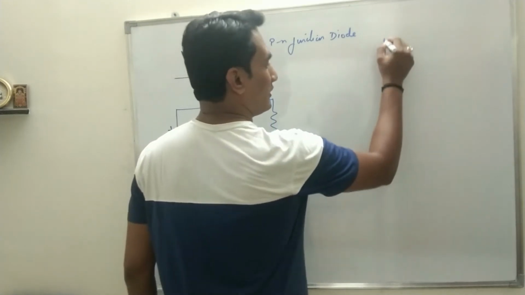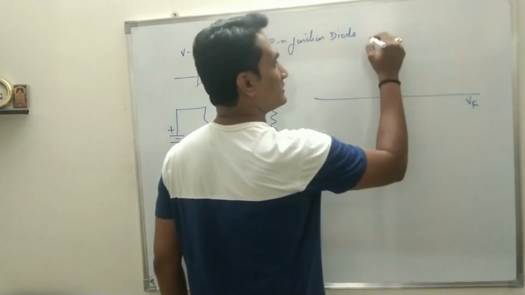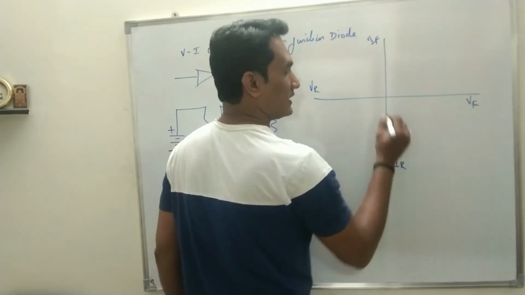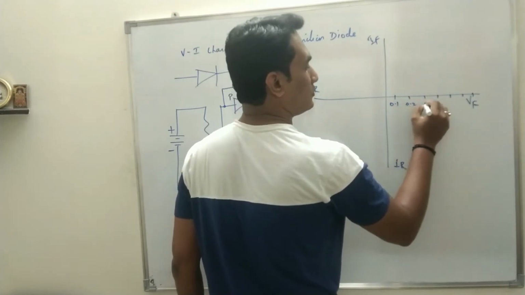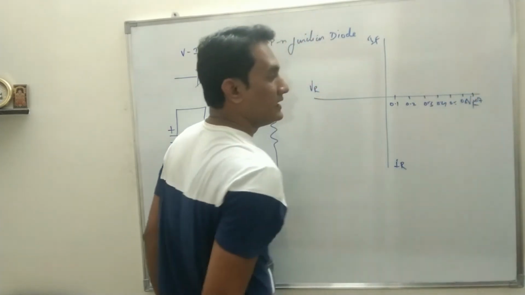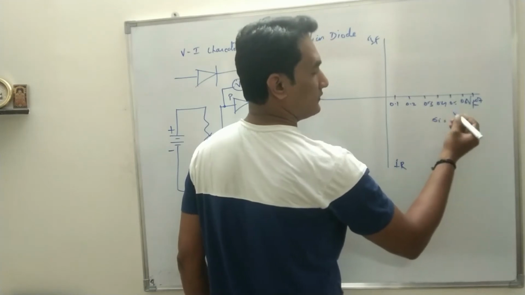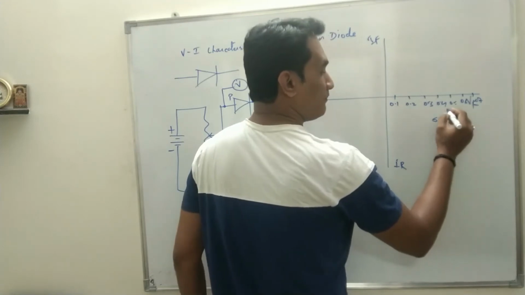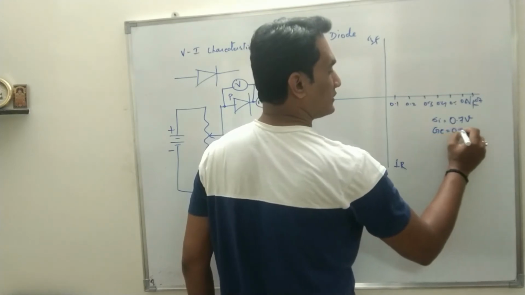If you draw a VI characteristic, this is forward voltage, this is forward current, this is reverse voltage, and this is reverse current. Forward voltage will be applied like 0.1, 0.2, 0.3, 0.4, 0.5, 0.6, 0.7. If the diode has been designed using silicon semiconductor, then 0.7 volt will be the knee voltage, and if it is germanium, it will be 0.3 volt.